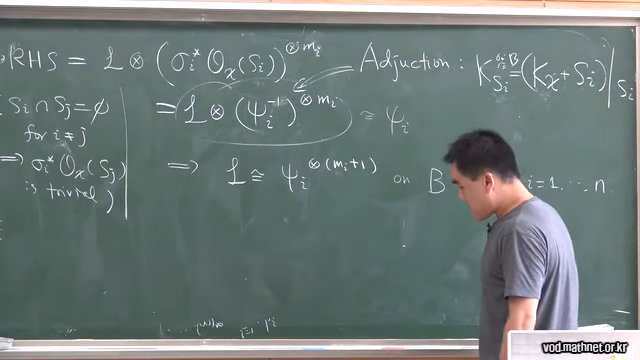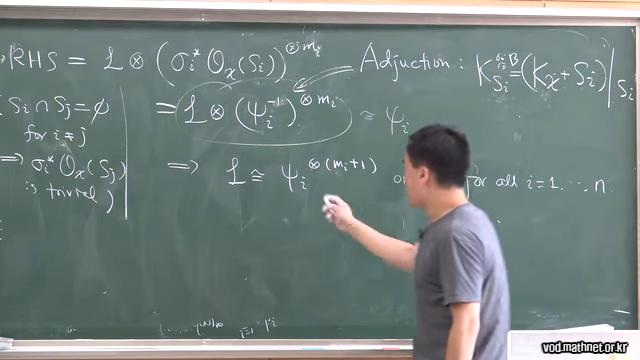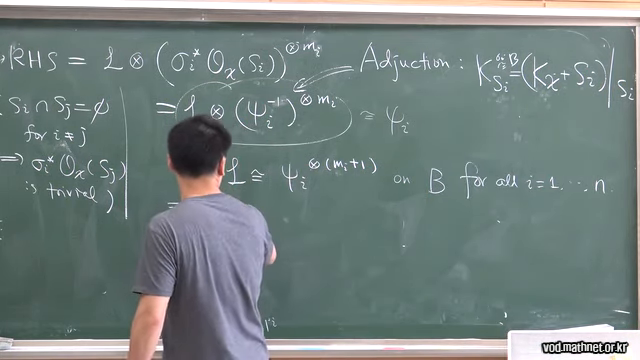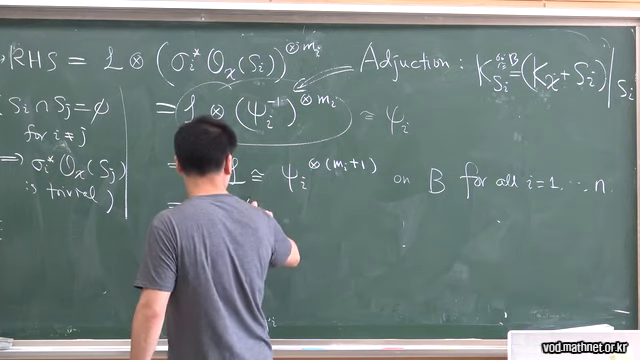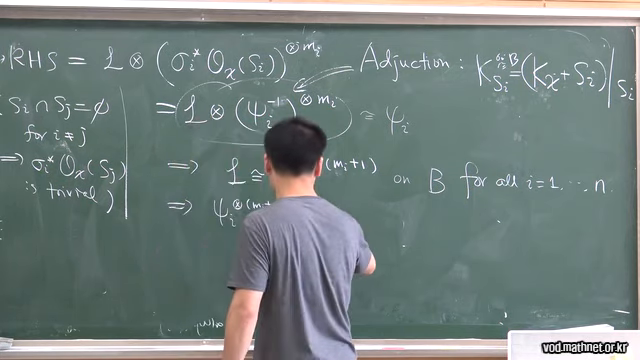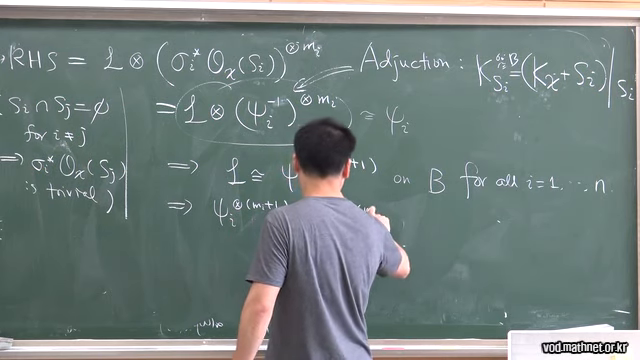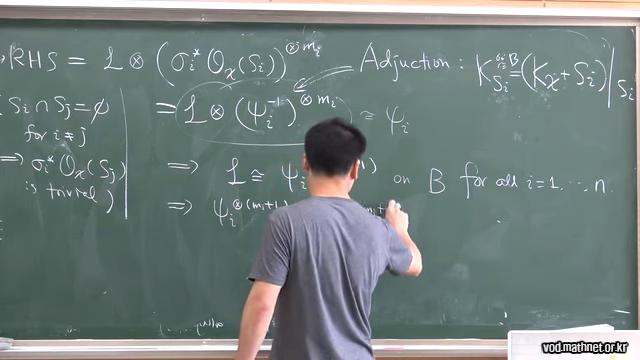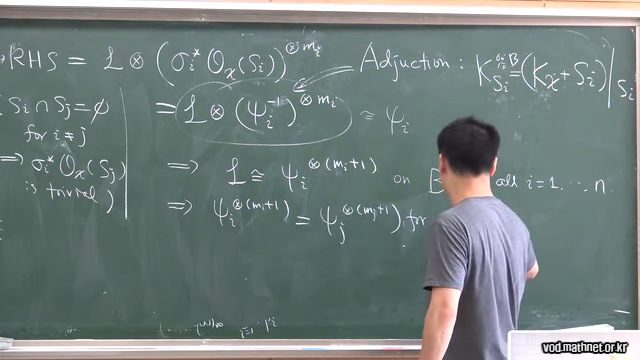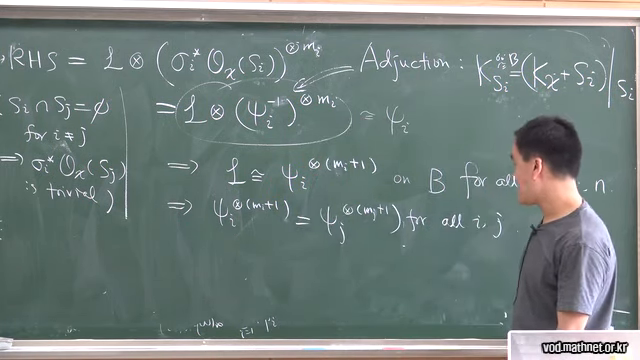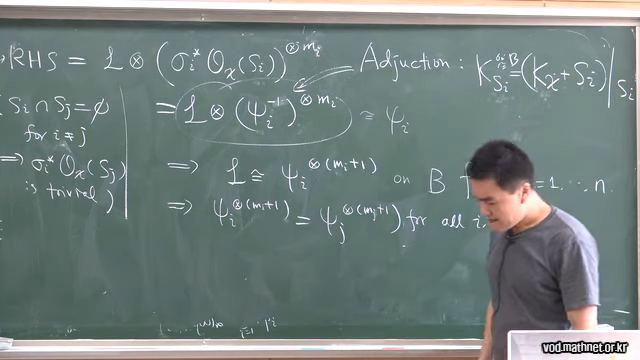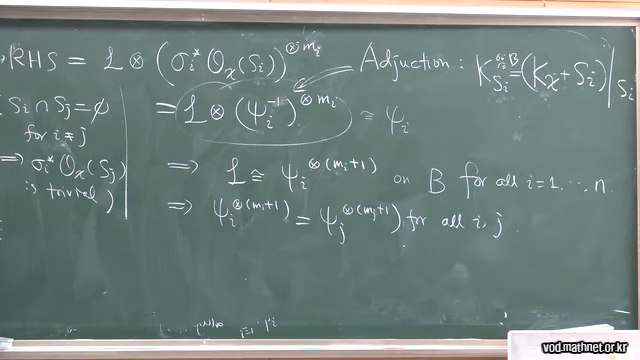All right, so let's see. That also tells us from here that psi I tensor mi plus one is really equal to any other psi j tensor mj plus one, this power, for all i, j. Okay, I get a relation between these. Now I don't need this picture anymore. I can erase it. From now on it is just a pure algebraic argument.